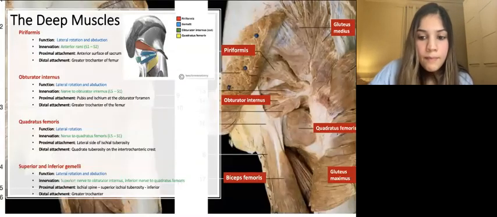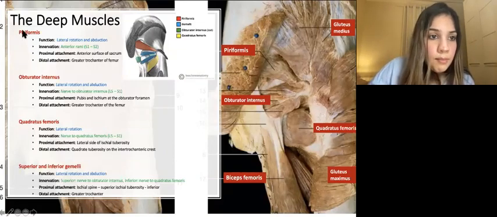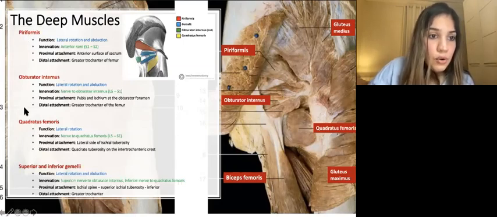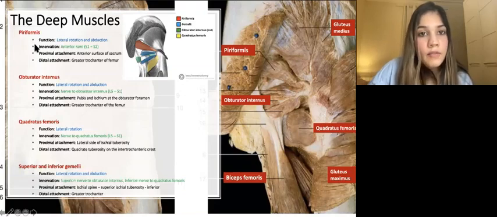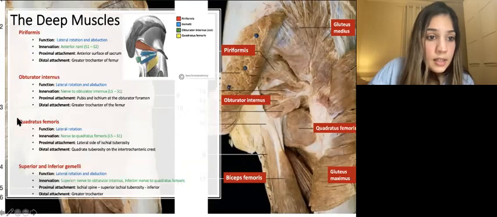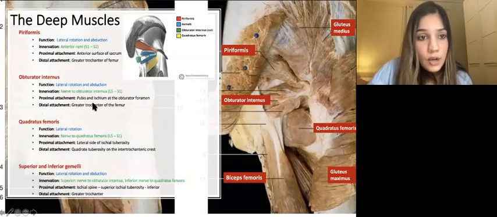Okay, so the deep muscles of the gluteal region, you've got the piriformis muscle, the obturator internus, the quadratus femoris, and the superior and inferior gemelli. So most of these are involved in lateral rotation and abduction, and the quadratus femoris mainly functions to laterally rotate.